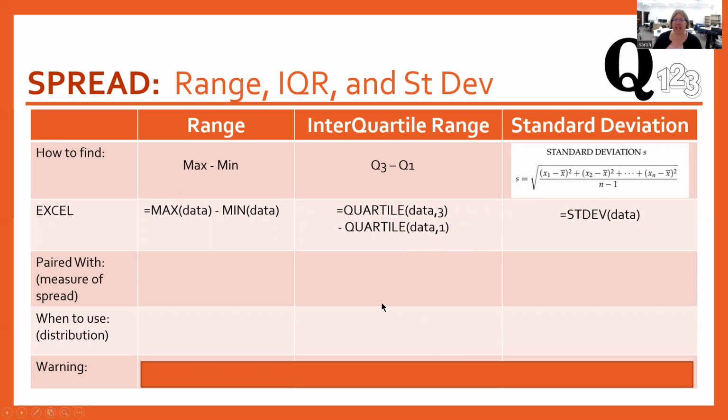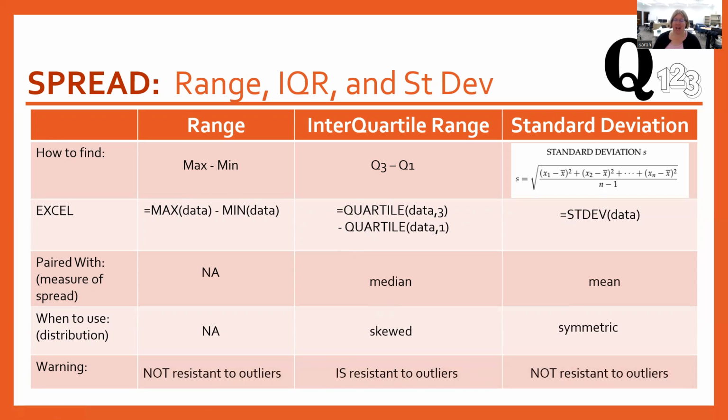All right, so let's look at when to use these and what measure of center they get paired with. The range, you can use anytime you want, and there's not a specific measure of center that it gets paired with. So you can always use that one. For the IQR, we want to use that with a skewed distribution, and it pairs with the median. So median and IQR go together, and then mean and standard deviation go together, and those are for a symmetric distribution.